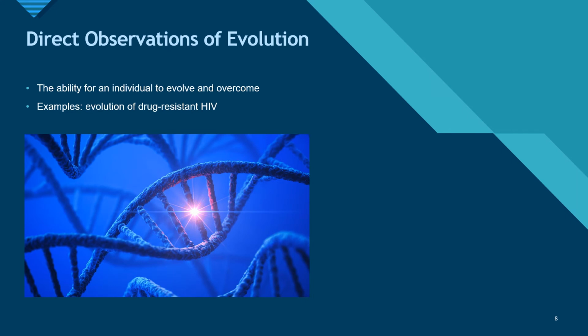Direct observation of evolution is the ability for an individual to evolve and overcome. So essentially just like the main arching umbrella. An example of this is the evolution of drug-resistant HIV. So this happens over lots of years, and it's essentially what evolution is.